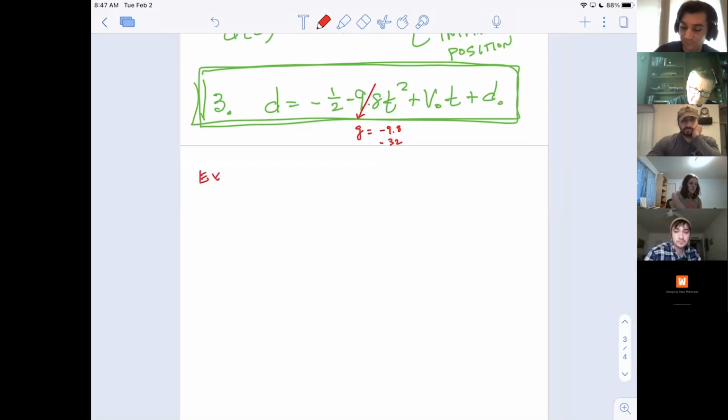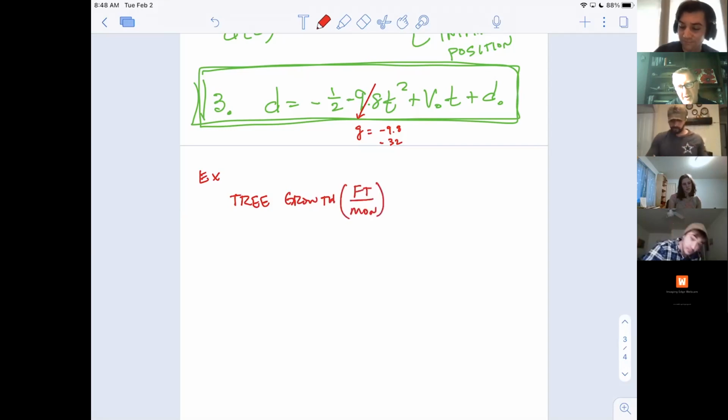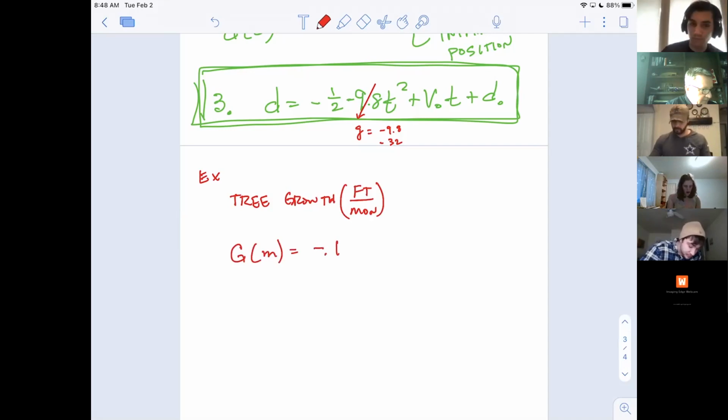Just some random examples. Let's see. If I told you tree growth, I just made these up because they're kind of cool. Tree growth, and we'll measure that in feet per month. That kind of makes sense, right? Probably even feet per year. Trees don't grow that fast. Feet per year might even be a better example. And so if I said growth as a function of months is equal to -0.1 cosine of pi times m over 6 plus 0.2.